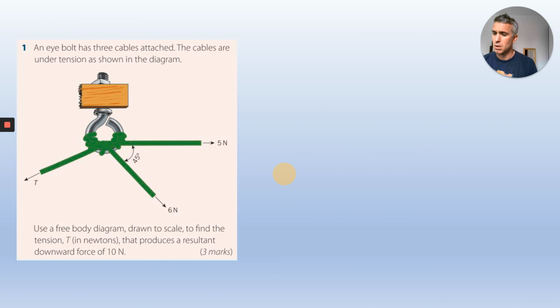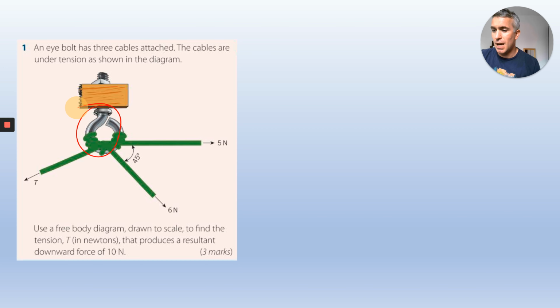And the last one, which I think is proper tricky. So if you can do that one, you will win enough respect and house points and a signed photo of Mr. Williams. An eye bolt has three cables attached to it, so that's this thing. The cables are under tension as shown in the diagram.